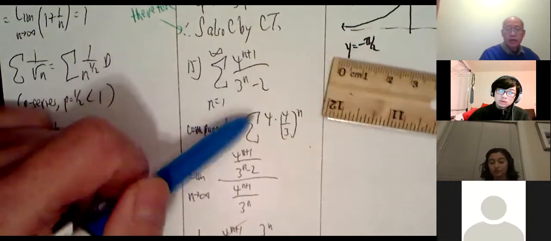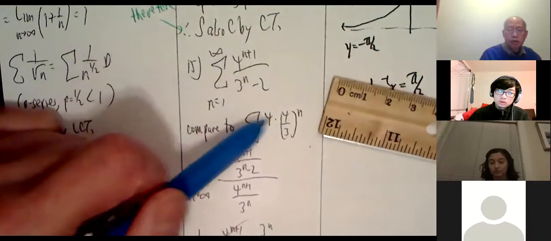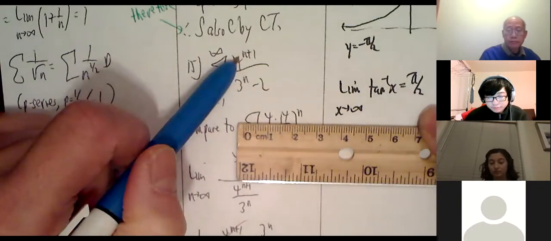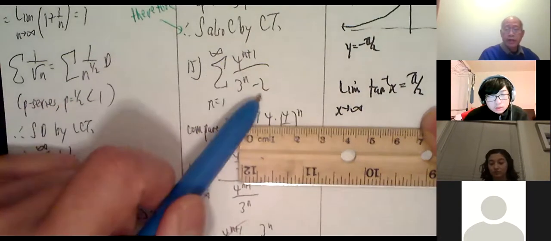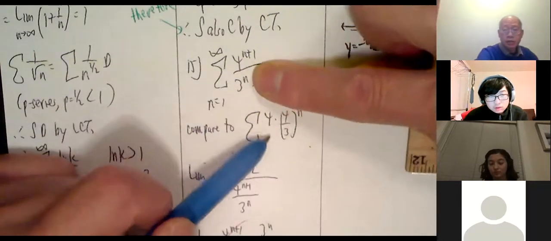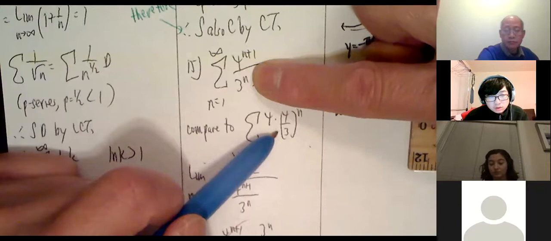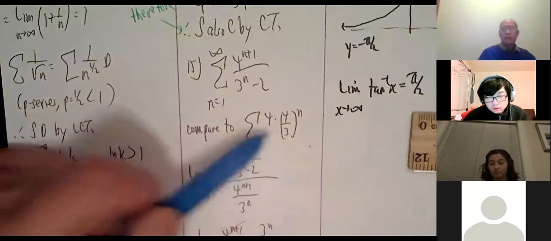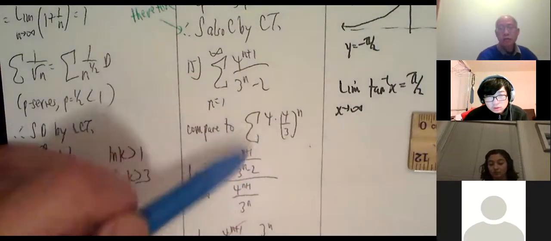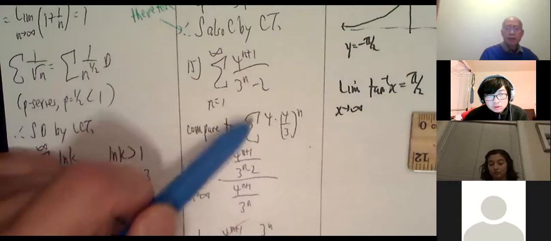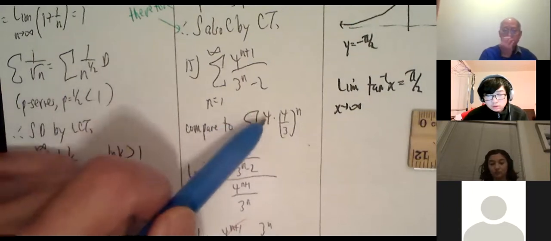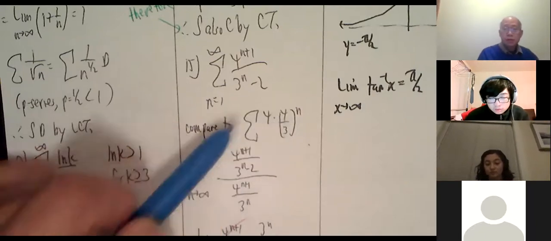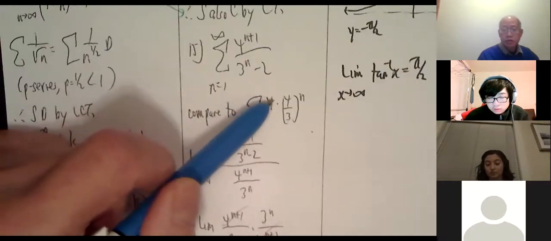The way you can get around that is to write 4 to the n plus 1 as 4 times 4 to the n. Do you agree this is 4 to the n plus 1? Never mind about the minus 2, I'm trying to claim that this is the same as this. This is 4 times 4 to the n, which is 4 to the n plus 1, over 3 to the n, because I'm multiplying by a non-zero constant, 4. So that's my comparison series, the summation of 4 times 4 over 3 to the n, which I can write as 4 to the n plus 1 over 3 to the n.